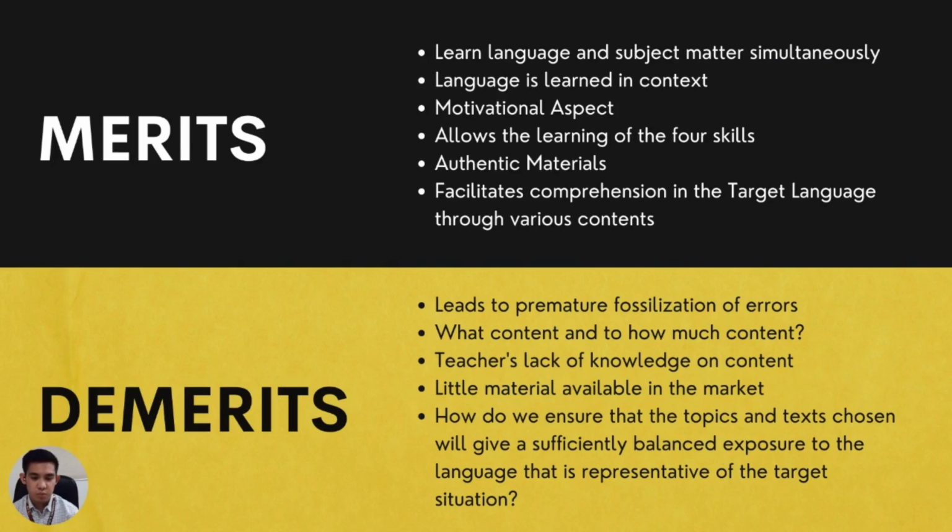And another question to be posed is, how do we ensure that the topics and the texts chosen will give sufficiently balanced exposure to the target language that is representative of the target situation? And that is how the teacher factor comes into play. In this case, teachers' lack of knowledge of content should also be addressed. The teacher, before going to the classroom, should also be knowledgeable of the content they're going to talk about in the classroom instruction. Little material available in the market is also one of the things to be considered.